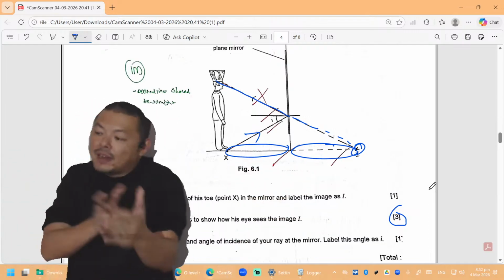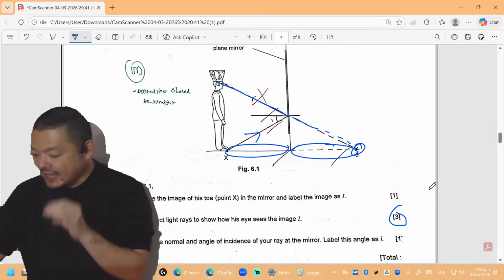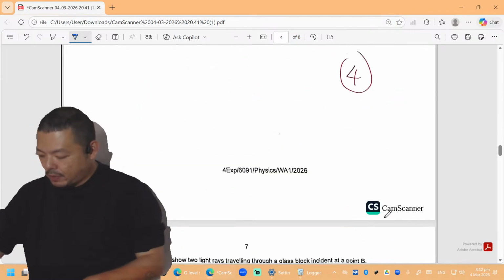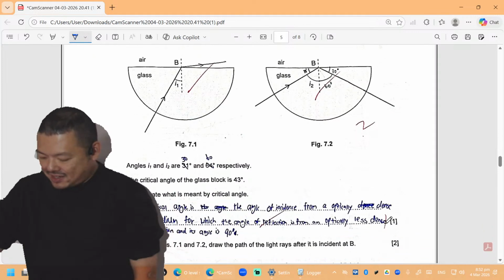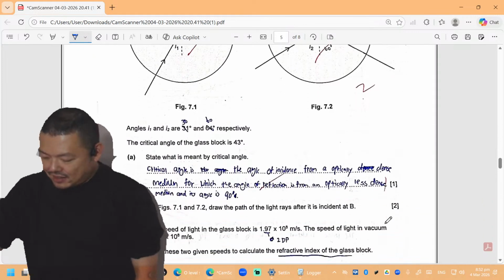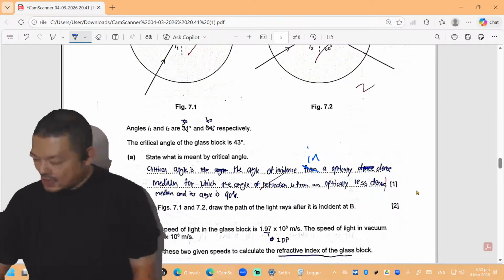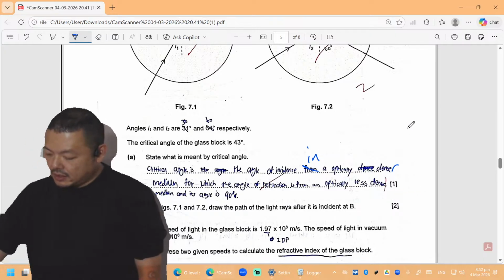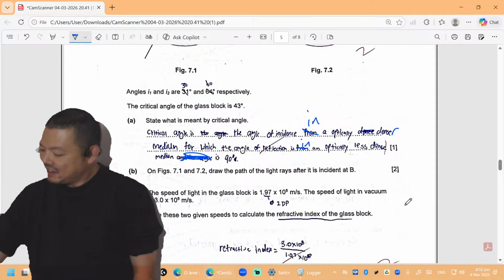Right from the start of my reflection, I said you must locate it, don't guesstimate. If they ask you to draw to scale, you have to draw it properly. Okay, next one. I went through the semicircles, right? It's the angle of incidence in an optically denser medium, for which the angle of refraction in an optically less dense medium is 90 degrees.